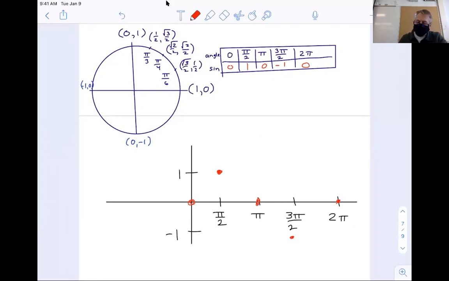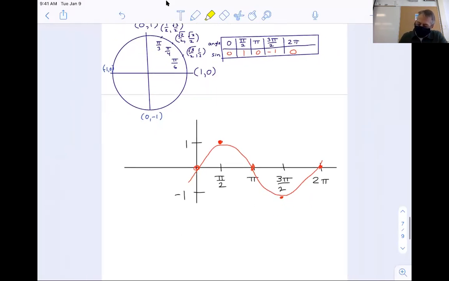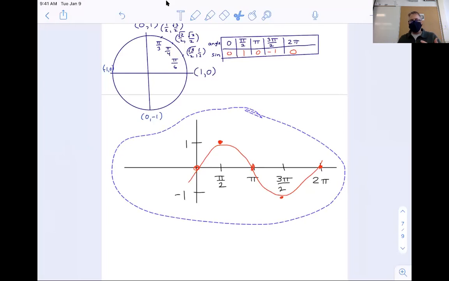So when I connect those, it's not straight lines. It's curved. It looks like this. It curves and bounces and goes down and curves and bounces and goes back up like that. That is one section, one time around the unit circle for the sine graph. Okay, that is called one period of the sine graph, because the sine graph is periodic. Periodic means it's going to repeat.